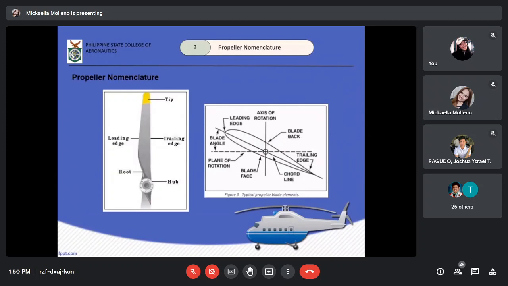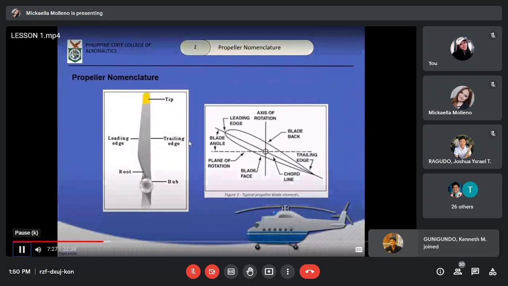As you may see sa example natin sa picture, usually fixed pitch talaga yung ginagamit na example. Pero in any case that we have na adjustable.